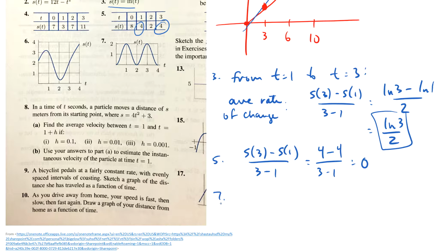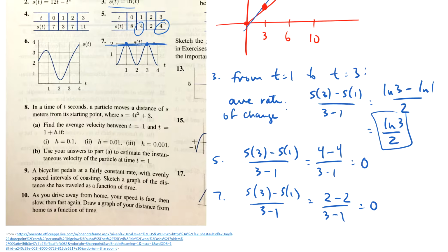Number 7. The average rate of change is s of 3 minus s of 1 over 3 minus 1. So s of 3 is here, s of 1 is here. So s of 3 is 2, minus 2, over 3 minus 1 is 0. And you can actually visually see this. The average rate of change is the slope of that secant line.